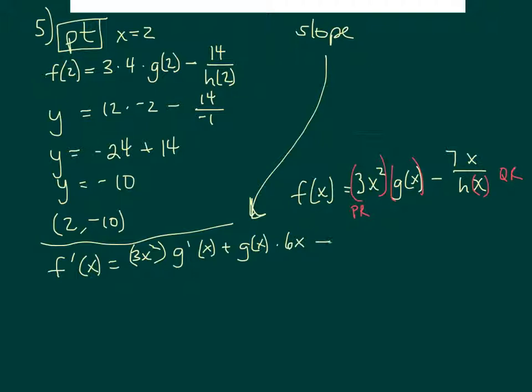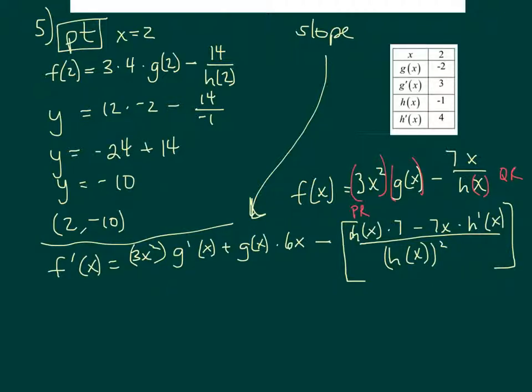Now minus, and now we are doing the quotient rule, so I'm going to kind of bracket that off. That would be low, h of x, d high, so the derivative of 7x is just 7, minus high, 7x, d low, again, the derivative of h of x is h prime of x, all over low squared. So that's h of x squared.